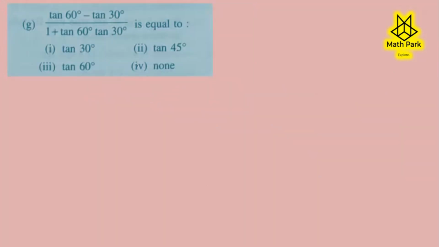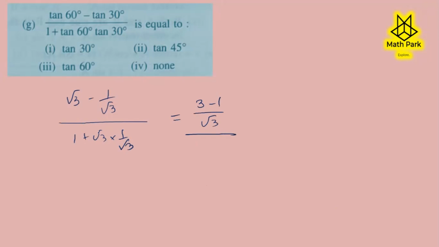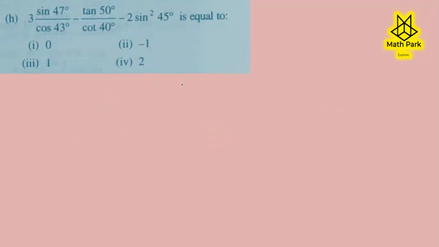The next, tan 60 minus tan 30 upon 1 plus tan 60 tan 30. Now tan 60 is root 3 and tan 30 is 1 upon root 3, upon 1 plus root 3 into 1 by root 3. So the numerator, take the LCM, root 3 times root 3 is 3 minus 1 upon root 3. Denominator we have 1 plus 1, which is 2. So we get here 3 minus 1, 2 upon root 3 into 1 by 2, which got cancelled. 1 upon root 3 is nothing but tan 30. So the first option is the correct option.